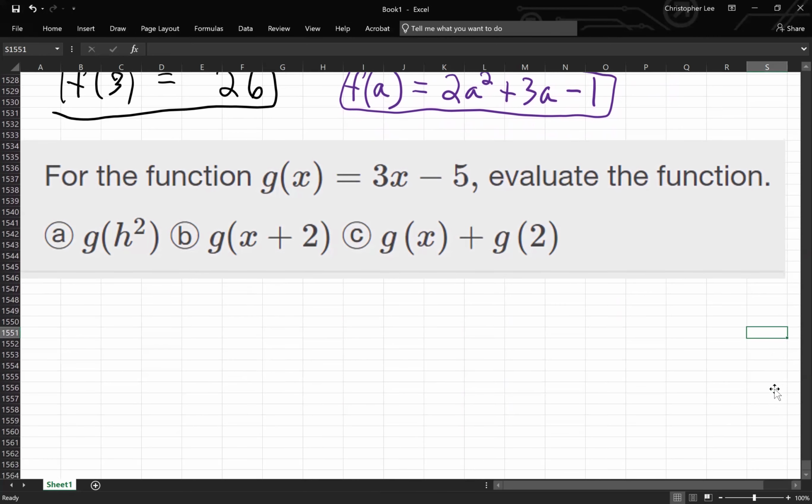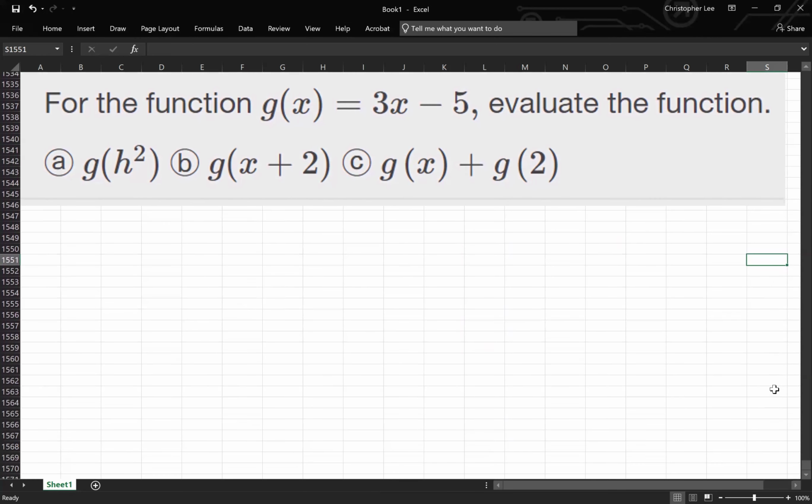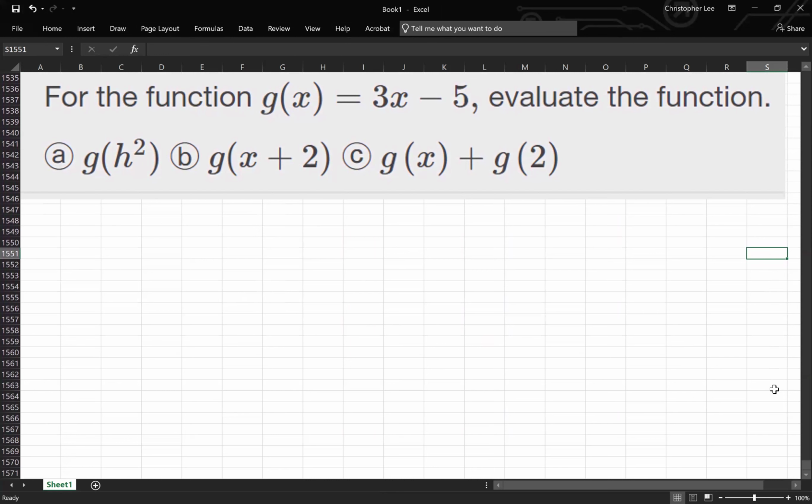All right, different example here. I have this function g of x is equal to 3x minus 5, and I want to find a, b, and c. I want to find g of h squared, g of x plus 2, and I want to find g of x plus g of 2. Let's go through these step by step.